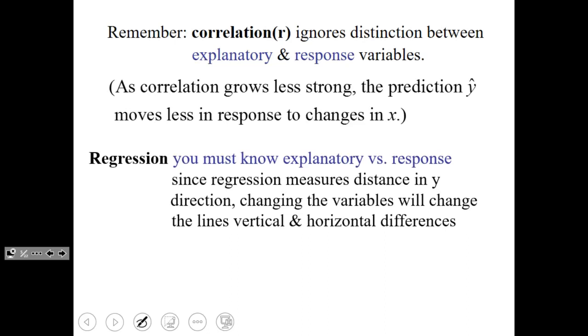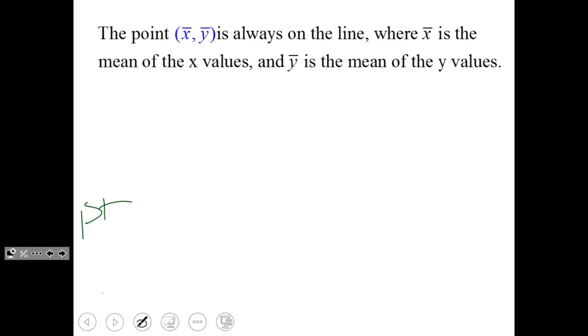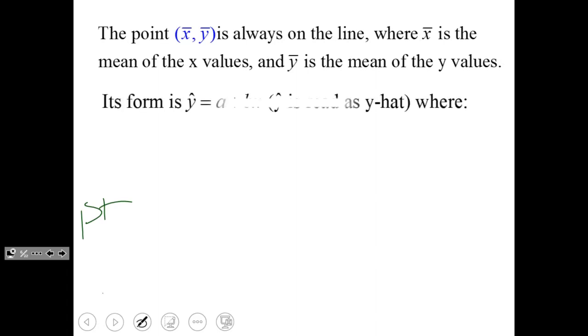Regression, you have to know the explanatory versus response because regression measures distances in the y direction. Changing the variables is going to change the line's vertical and horizontal differences. So if you change the variables, you're going to change the line. Now the point x bar, y bar, is always going to be on the line. x bar is the mean of all the x values. y bar is the mean of all the y values. So if I measured height and hand span, the mean of all my heights and the mean of all my hand spans, that point will be on the line of best fit.